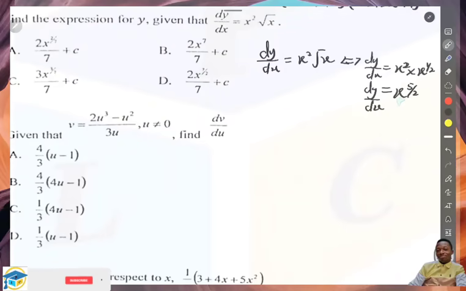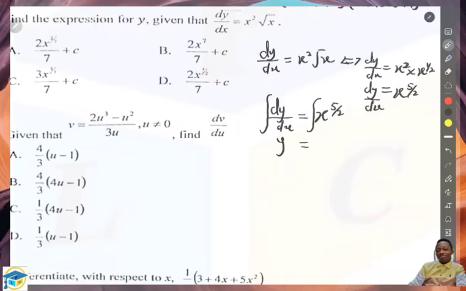So once I'm able to get this, I'm able to simplify this whole function to its simplest form, okay? So therefore, if I want to integrate this, I know my dy over dx to be equal to x to the power 5 over 2. So when I integrate dy over dx, I'm getting y, okay? But remember, this is an indefinite integral. So after that, you introduce your constant, say c, all right?